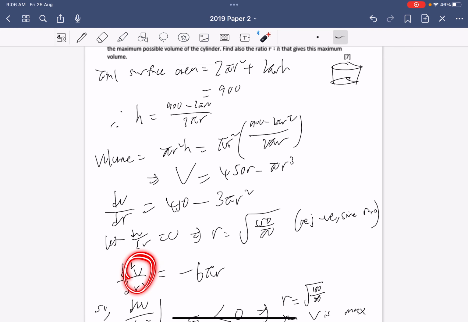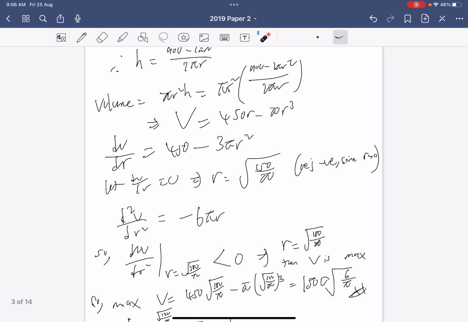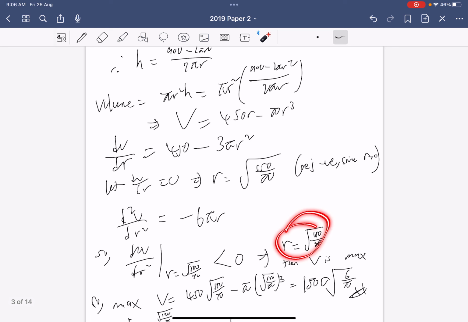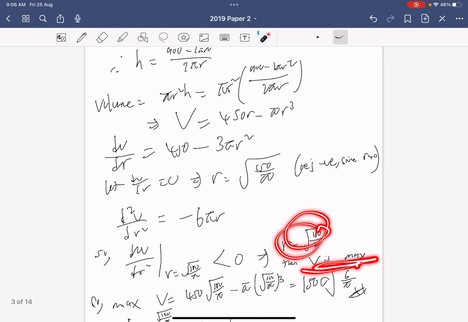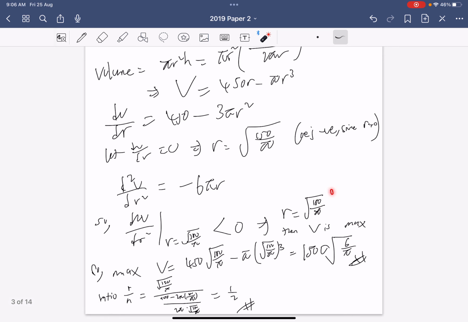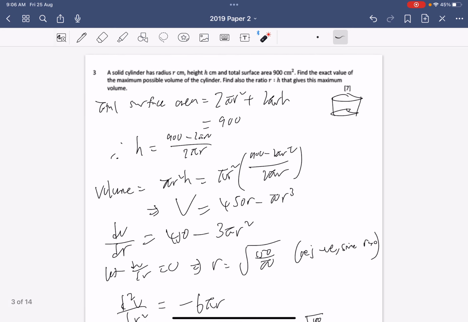Then we use the second derivative test to test whether this is indeed the maximum, and it is so, because when you sub in the r here into the second derivative expression, it is negative. And because of that, we know that at this r, V is maximum. So for the maximum V, you just need to sub this r value to get 1500 times square root 6 over pi. And that would be the maximum volume.